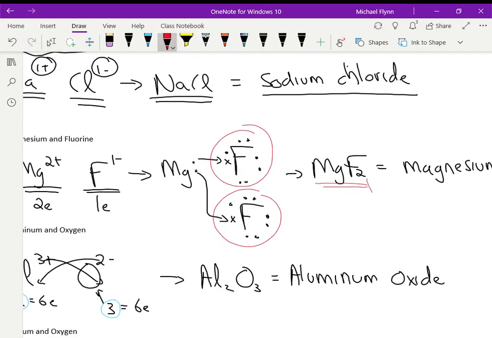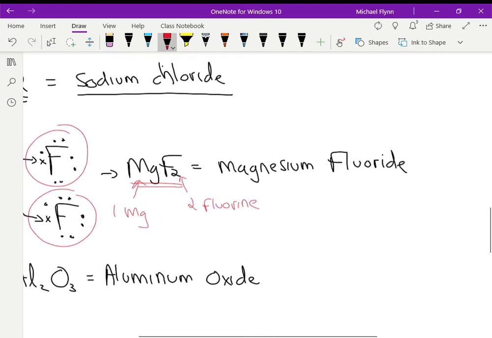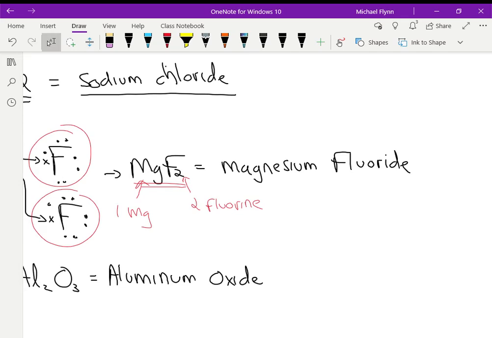So here that indicates we have 2 fluorines for every 1 magnesium. Now we don't write the ones. If there's no number written, the 1 is implied. Now how do we name it? Well, we just call it magnesium fluoride. So the naming is easy. Just name the metal and change the non-metal to end with IDE.